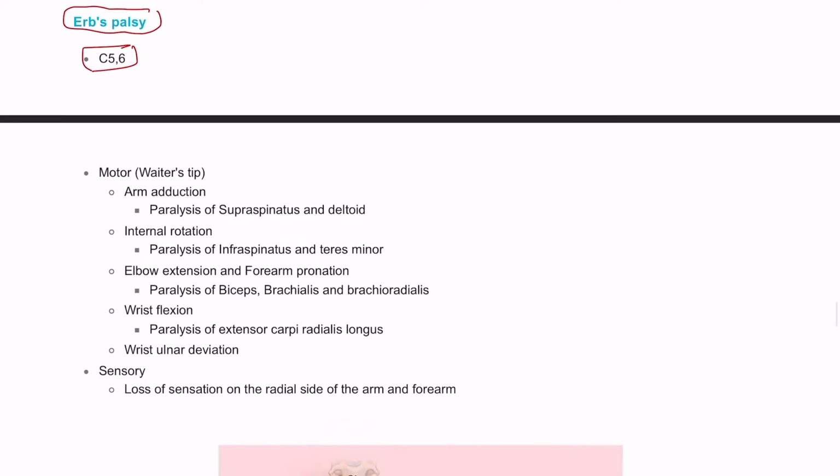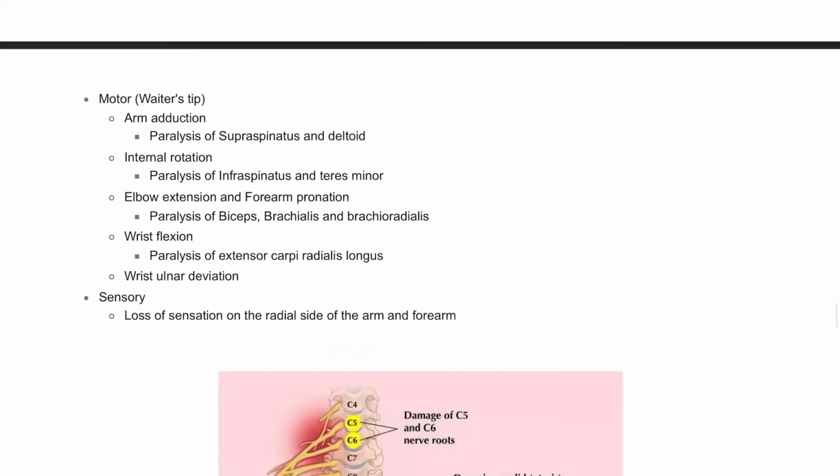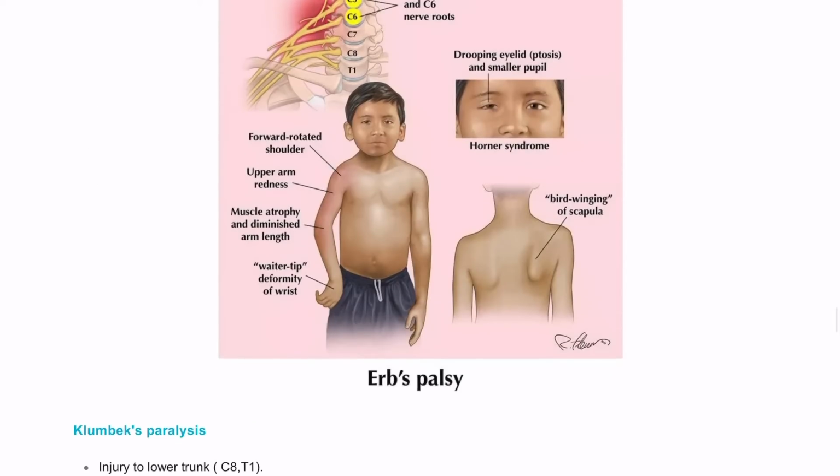And obviously when we're talking about nerve injury, we need to establish the motor effect and also the sensory effect. So in terms of the motor with Erb's palsy, you need to remember the waiter's tip. When you look here, this is the waiter's tip. Start to describe it from top to bottom. Initially, the arm will be adducted due to paralysis of the abductors, which are the supraspinatus and also the deltoid muscle.